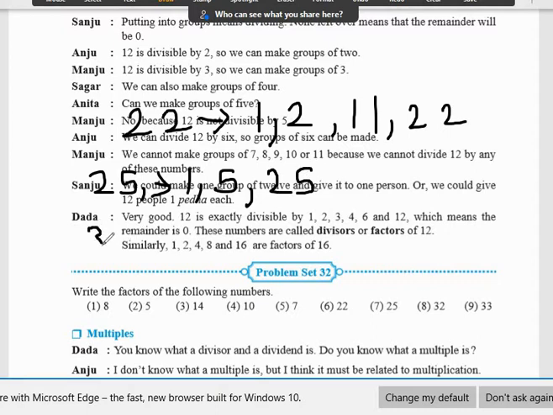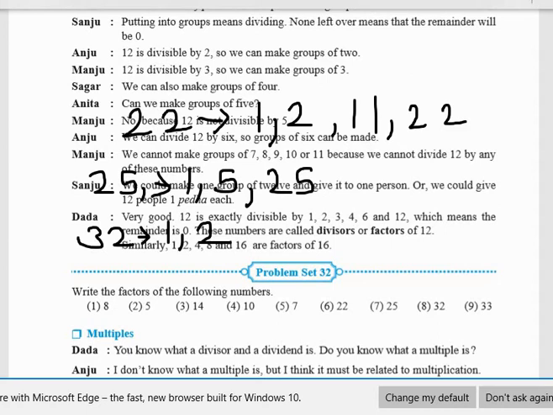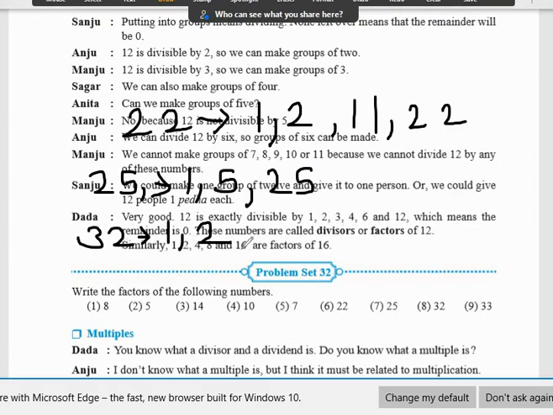Then 32. Factors of 32 are 1. Then 2. Then which number? 32 is present in the table of 1, 2, then 4 eights are 32, that is 4, then 5, 6 no, 8, then 16 and 32. These are the factors of 32.